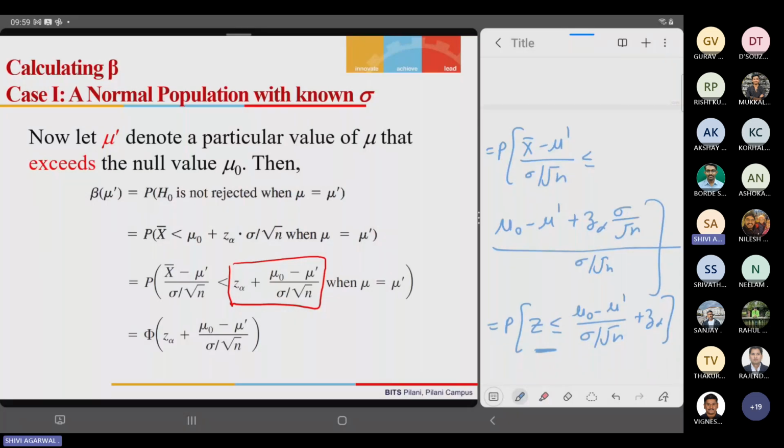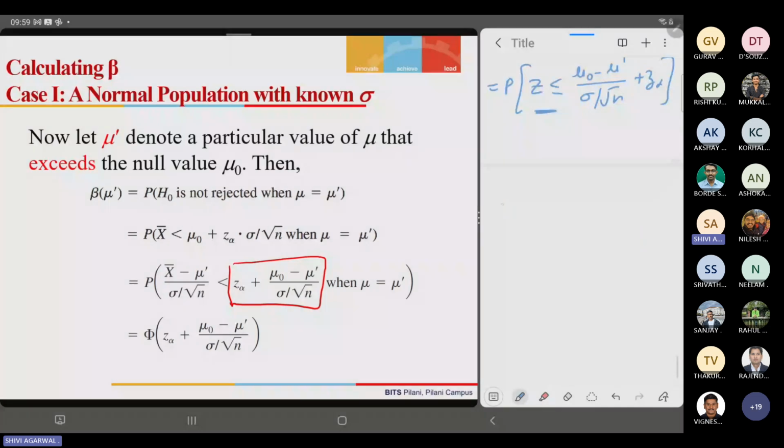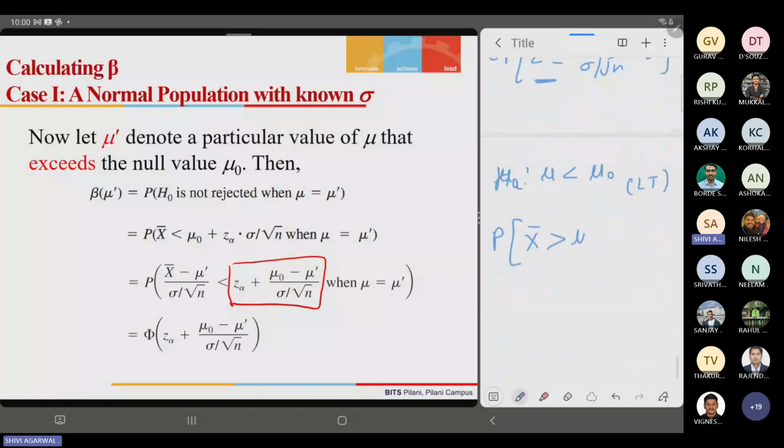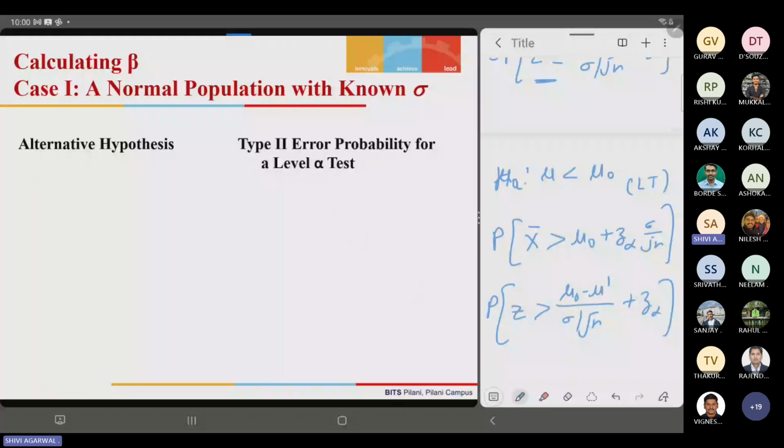Similarly, we can do the same thing for the left tail, when HA is mu less than mu naught. That is the left tail. So we are finding the probability that X bar is greater than, here it was less than, so here it becomes greater than, and the same thing mu naught minus Z alpha sigma upon root n. So by using the same concept, Z is greater than mu naught minus mu dash upon sigma upon root n minus Z alpha. So that's why we are getting another formula.